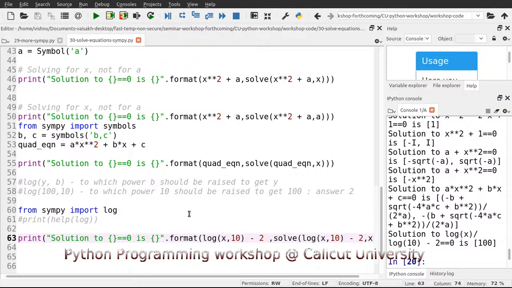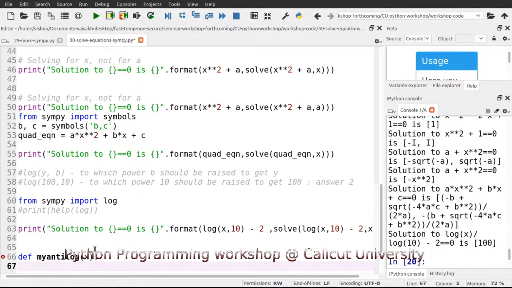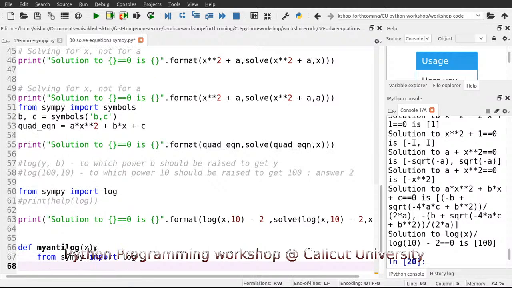This is actually the anti-logarithm calculator. Maybe we can write a function also. Something like this. Define. So what do we require? Anti-logarithm, if we assume that we are taking the base to be equal to 10 all the time, so we just require x. From sympy we need to import log because we are writing a function, therefore it's better to import whatever is required inside anti-log itself. Import log.